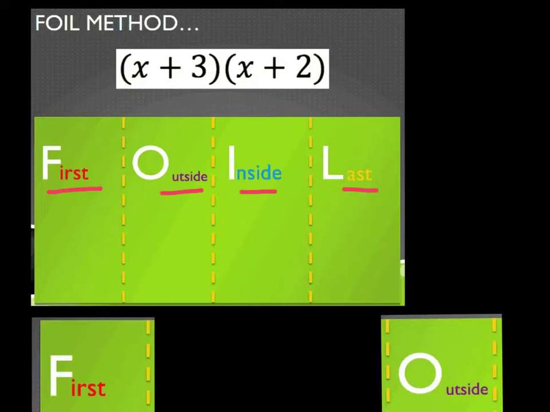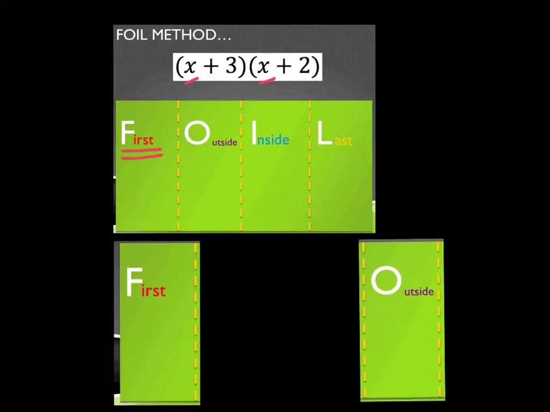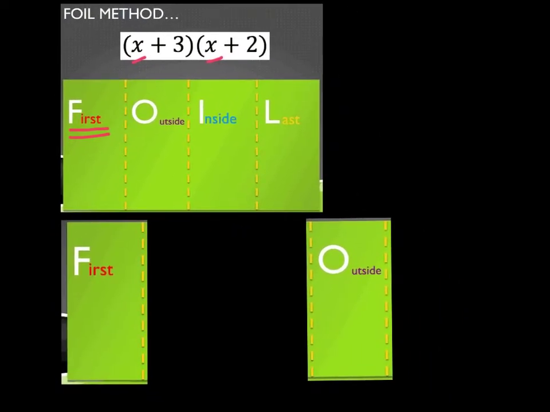So let's start all of this out. We have our first terms, and essentially what we're paying attention to is our x's, the first two x's. So let's zoom out a little bit here. First we're paying attention to x times x. When we have two x's multiplied together, we essentially have x squared.